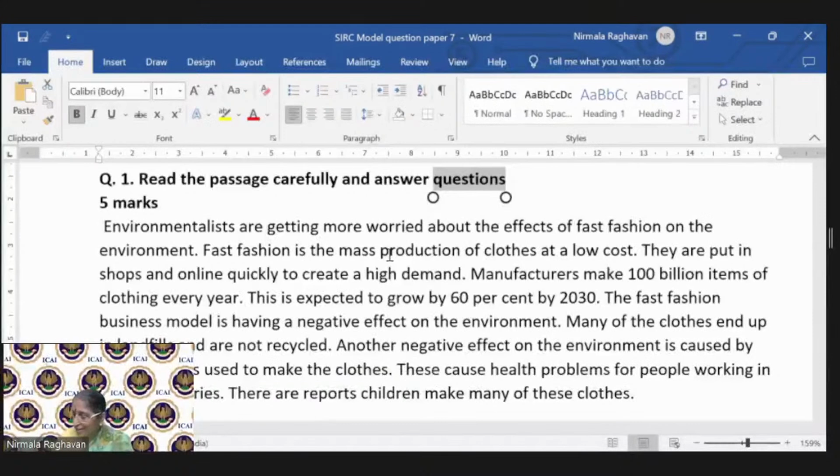What is fast fashion? Quickly answer in the chat box. I want all of you to post your answers. I will wait for you. I'll give you 3 minutes to post. What is fast fashion? Quick. Are you all posting?